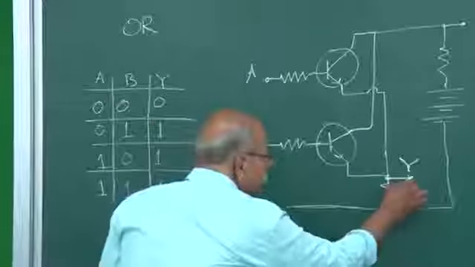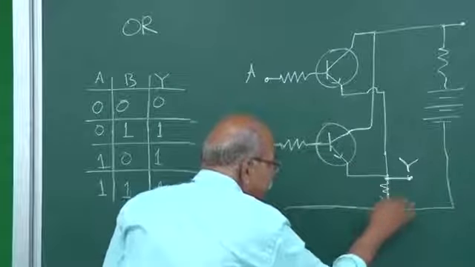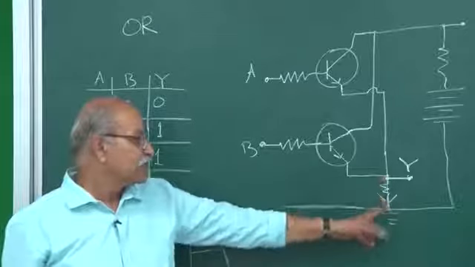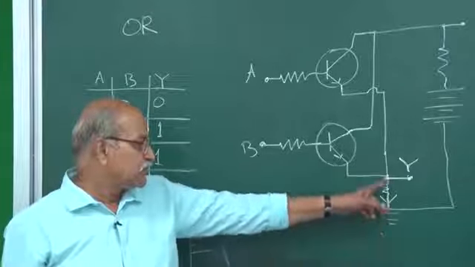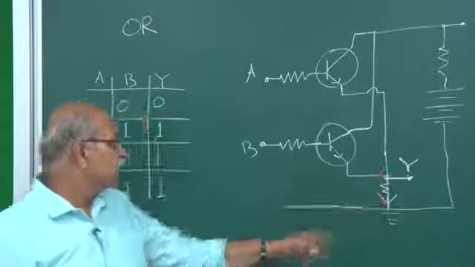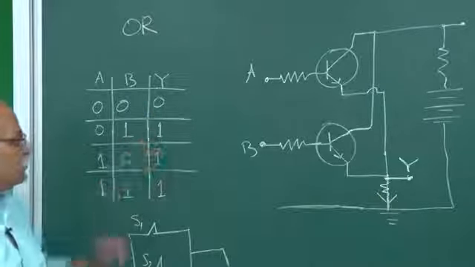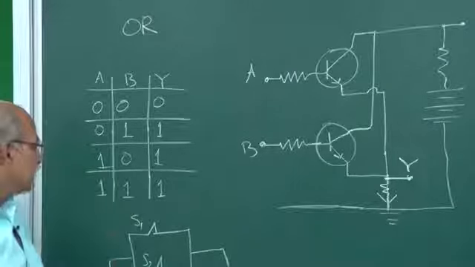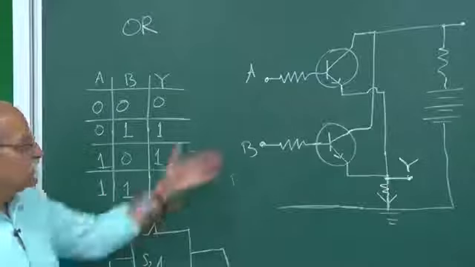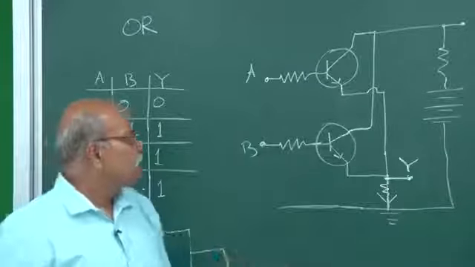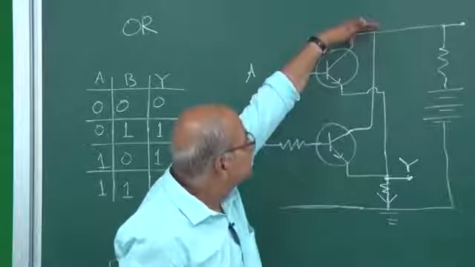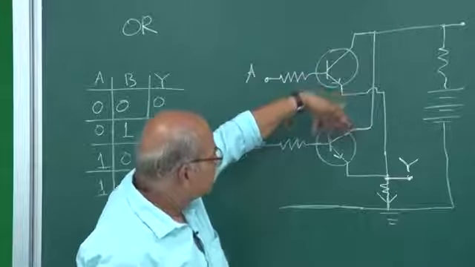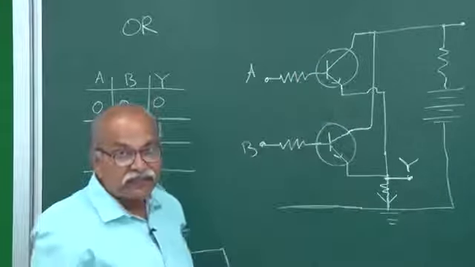What about this? If there is a current, then this potential is high with respect to this potential, and so you have high voltage here. So 0 1 will give you 1, and similarly 1 0 will give you 1, and 1 1 will also give you 1. If this is also conducting, there will be a division of current. One current will go through this line, one current will go through this line. So that's fine, it's perfectly all right.